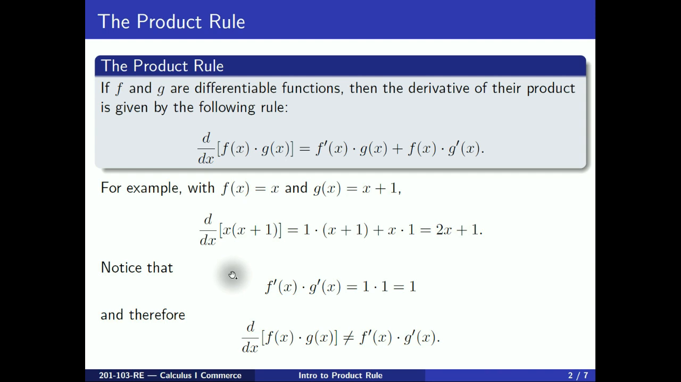Now, if we multiply the derivatives of f and g, we simply get 1 times 1, which is 1. Clearly, 1 is not the same as 2x plus 1, and therefore the derivative of a product is not the same as taking the product of the derivatives of each function.